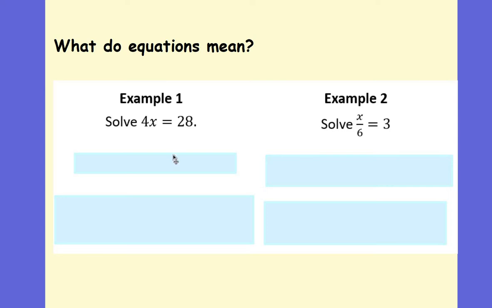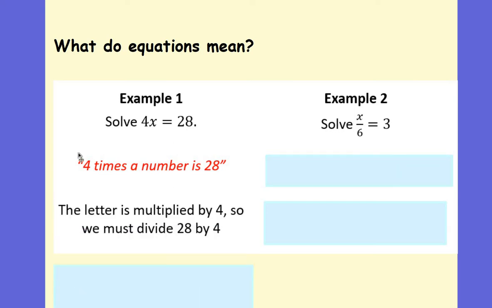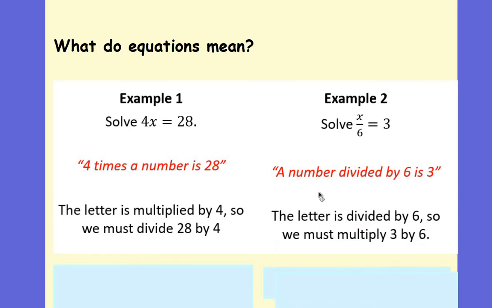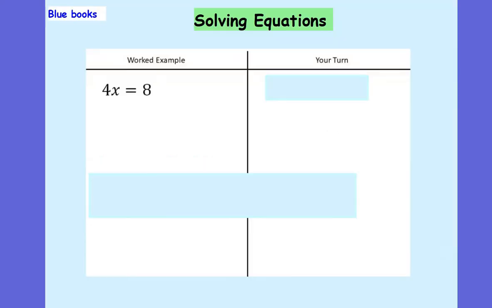So the first one, solve 4x equals 28. What we're asking is, 4 times some kind of number is 28. Otherwise known as the letter, whatever x is, multiplied by 4. So to work out what x is, we need to divide 28 by 4. For the second one, x over 6 equals 3 means that some kind of number divided by 6 is going to equal 3. And again, the letter divided by 6, so we must multiply 3 by 6 to work out what the letter is. Don't worry, we're going to go through how to do that now.